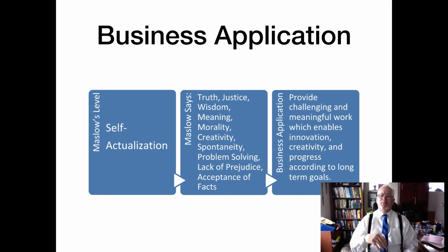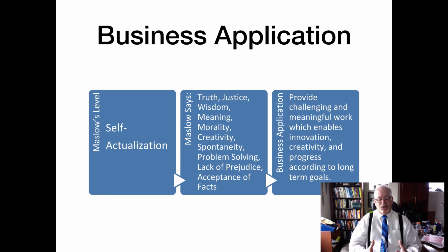Now, if we build their esteem, we've met all these other needs, we get up to the very top, we look at self-actualization, and this is the trickiest one because Maslow said, here's what it's really about. It's about truth, justice, wisdom, meaning, morality, creativity, spontaneity, problem solving, lack of prejudice, acceptance of facts, acceptance of self, finding purpose, etc. I mean, it's all these different things I can put in there, and you can see I can't get them all there, right? And I could go on and on with that.